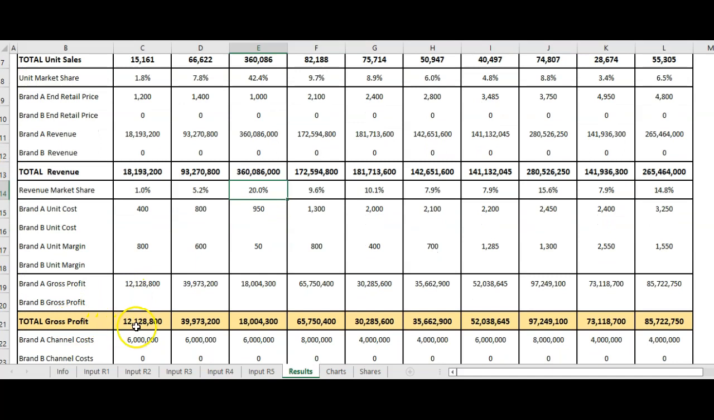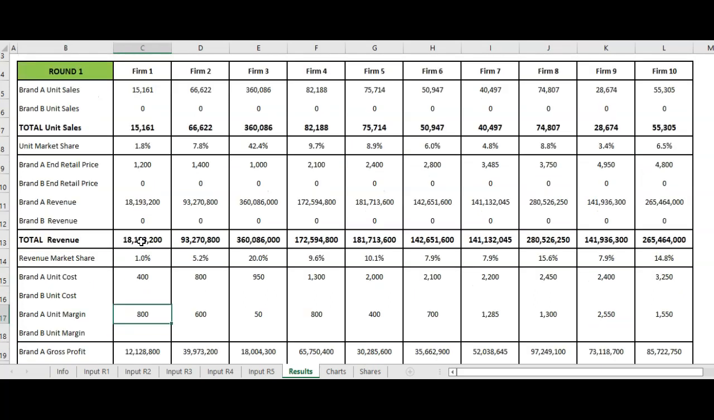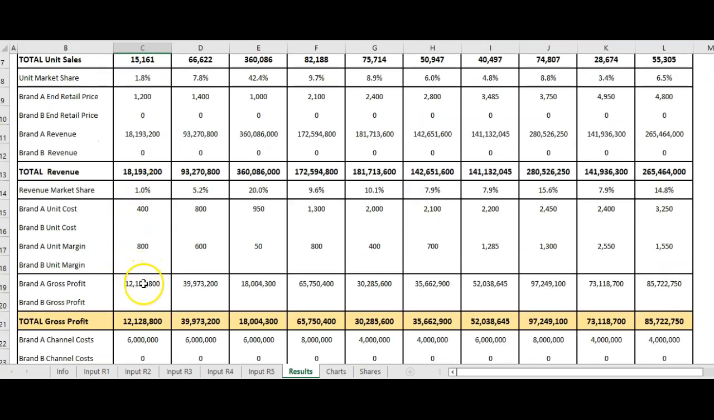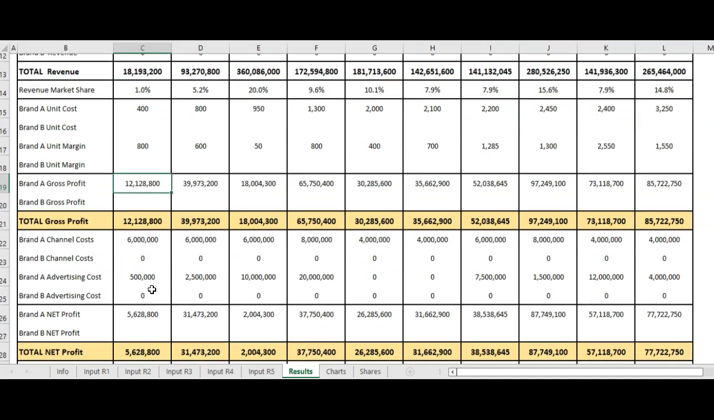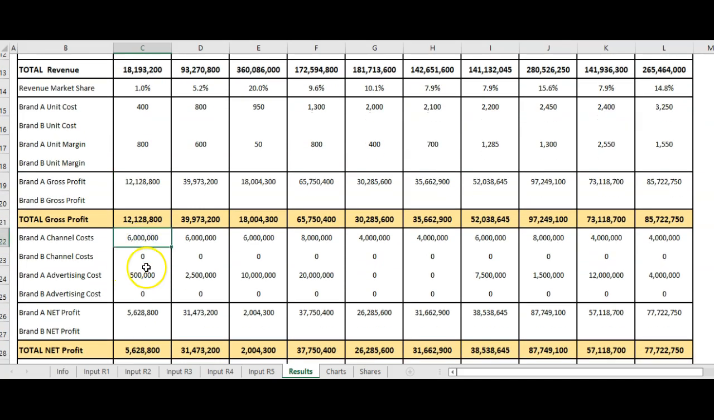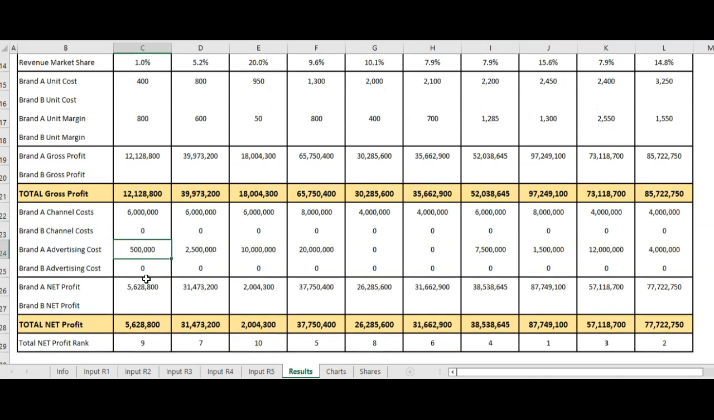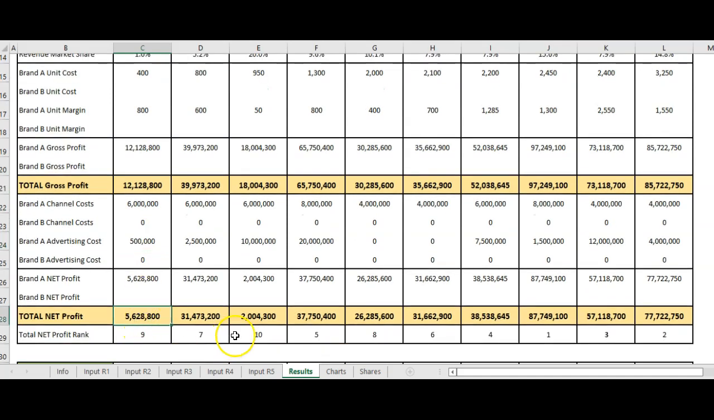That gives us a gross profit. So gross profit is based upon our margin. Our margin here is 800 times 15,000 odd sales, which gives us that gross profit. Now, coming out of gross profit, we need to cover our channel costs and our advertising costs. I'll talk about channel costs in a second, and that gives us our net profit.